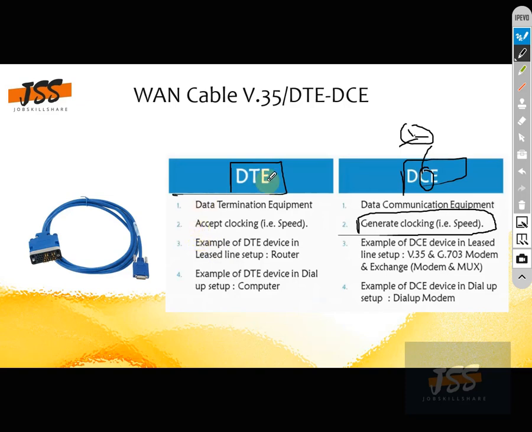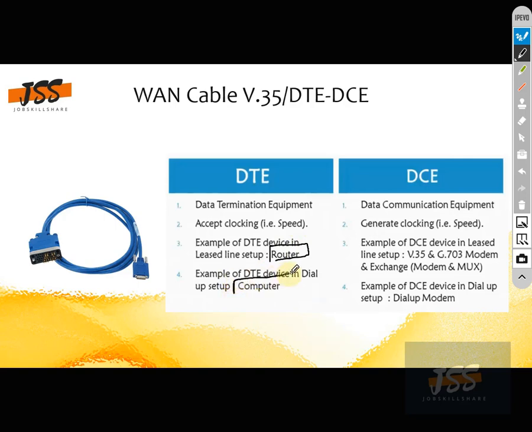Whereas DTE, which is the termination equipment, is accepting those clockings. Examples are the router, or it could be the computer as well. On the other hand, the DCE will be in a service provider, while this DTE will be installed in our customer premises.